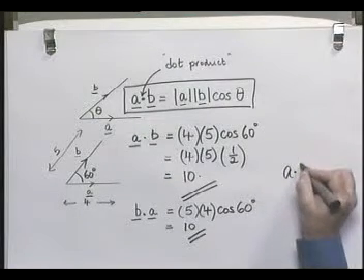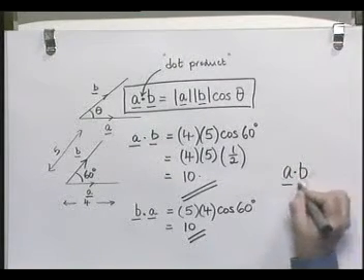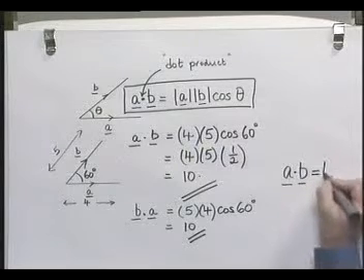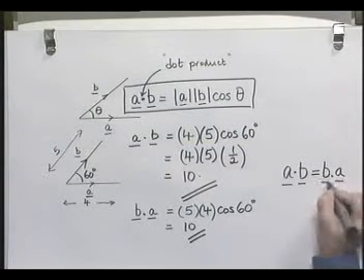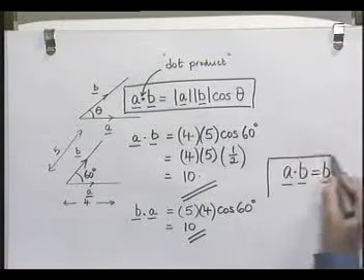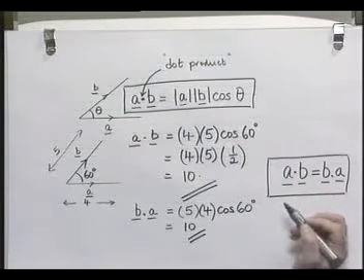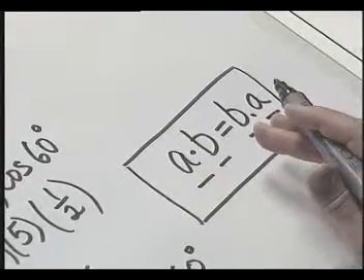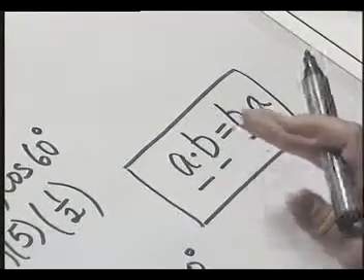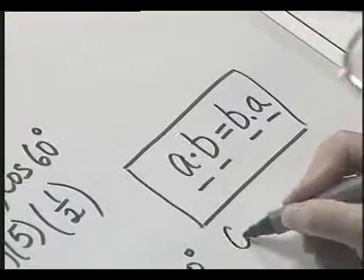And that's true in general for any two vectors that we choose. If we work out A dot B, that will be the same as working out B dot A. And that's another important property of the scalar product, and we call this property commutativity. We say that the dot product or the scalar product is commutative.